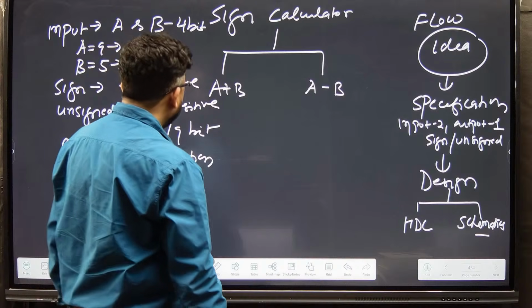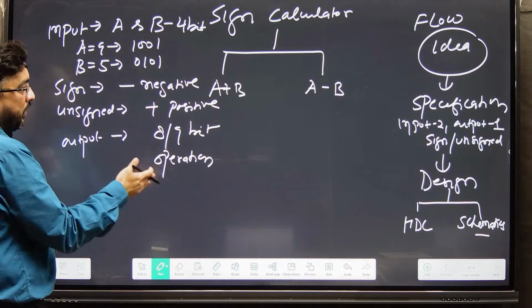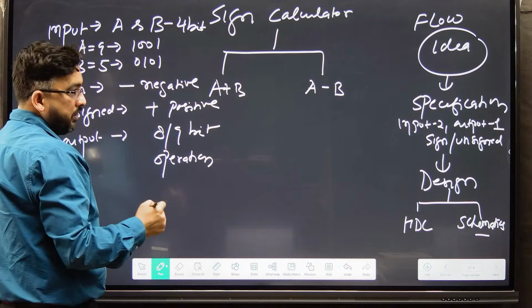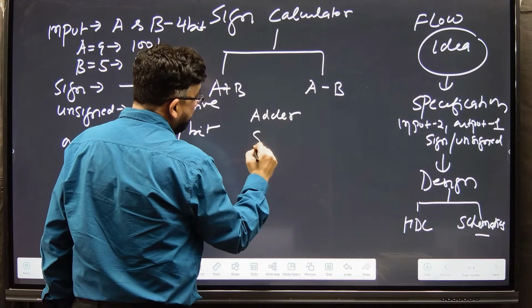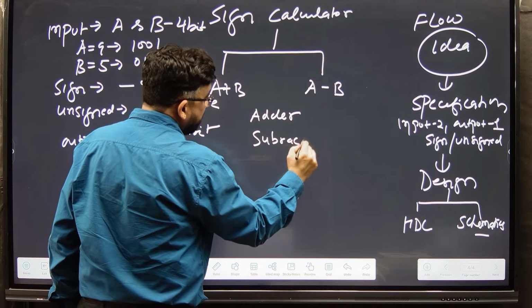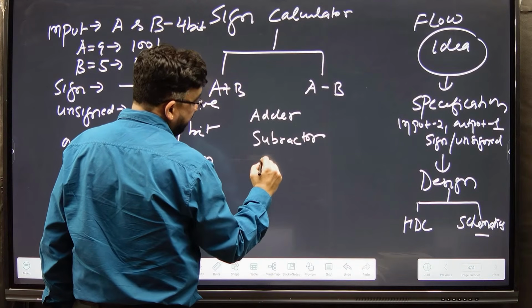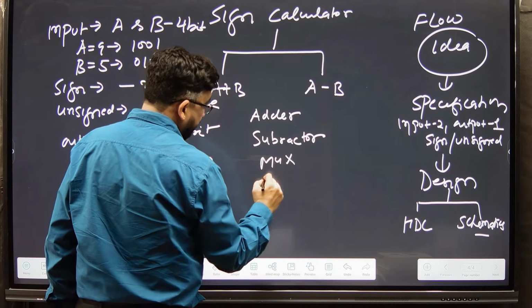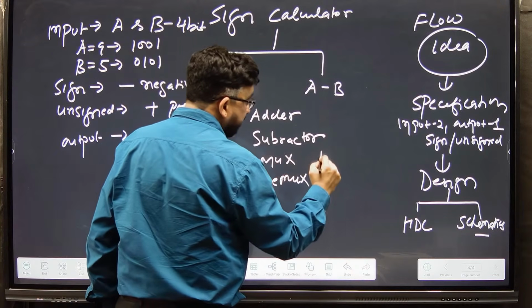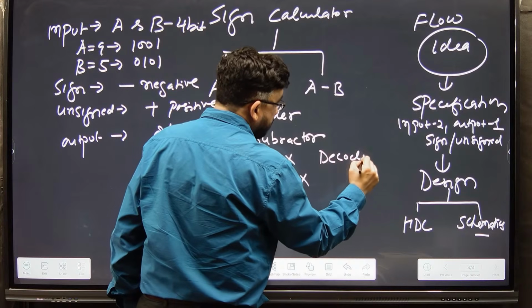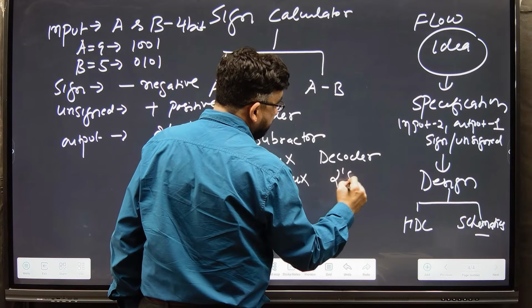Now to design this, what do we require? We require an adder. We require a subtractor. We require a mux. We require a demux. We require a decoder. And we require 2's complement.